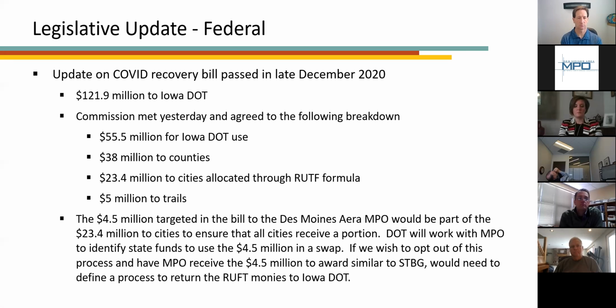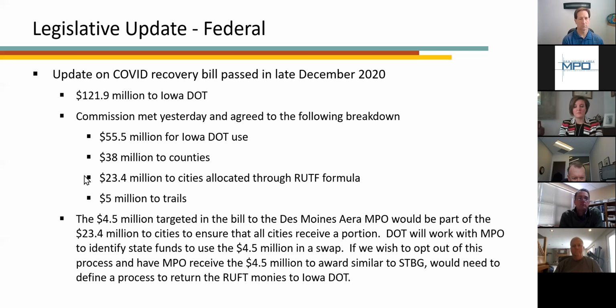There's about $122 million that is coming to the Iowa DOT. Yesterday, when they met, they reviewed a proposal from the DOT staff of how this would be broken down. You can see the figures up there. Basically, 55.5 million would stay with the DOT for their use. 38 million would go to counties, about 23 million would go to cities, and 5 million would go to trails. If you recall last time we spoke, the federal legislation says that MPOs over 200,000 will receive an allocation. Our allocation is about 4.5 million.